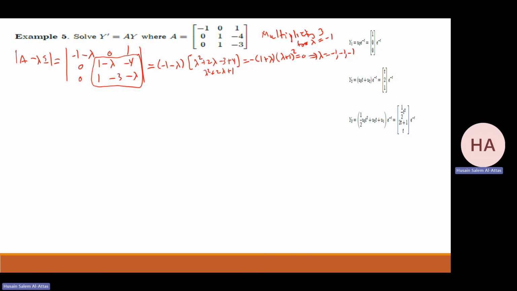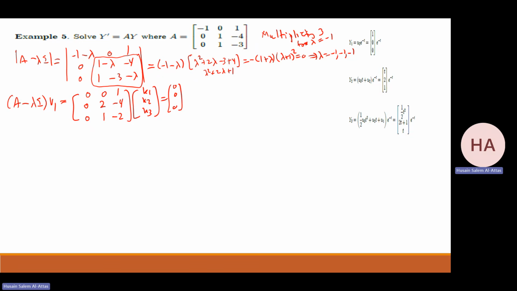Now we'll find the eigenvectors, see what will happen. Which case? So find the eigenvectors. So I will do A minus lambda I times V1 equals 0. So I have what? Minus 1 minus minus 1, that will be 0, 0, 1. Okay. 1 minus, that will be 2, minus 4, 0, 1, minus 1 minus minus 1, that will be minus 2, times K1, K2, K3, equals 0, 0, 0.